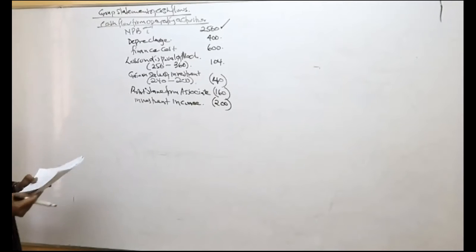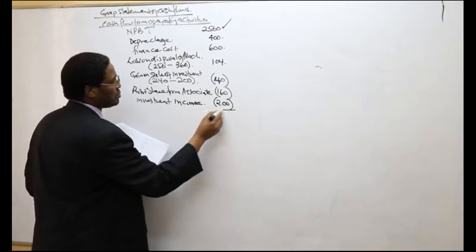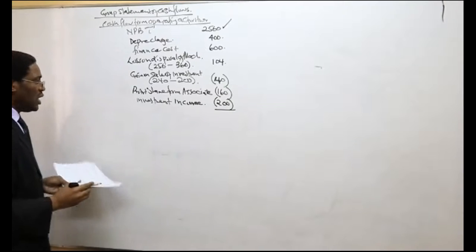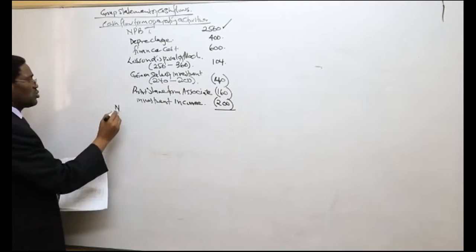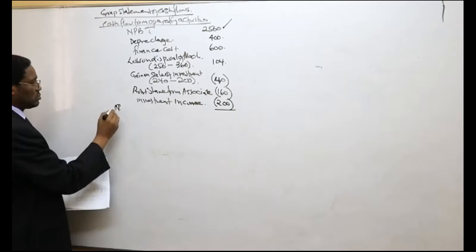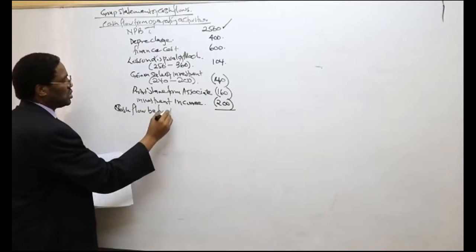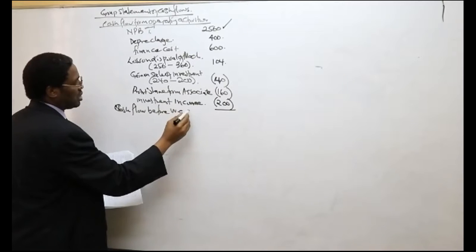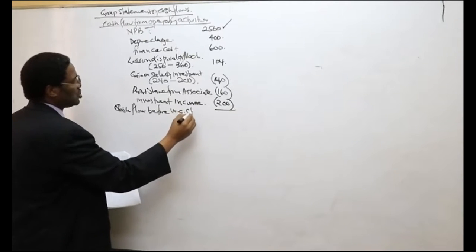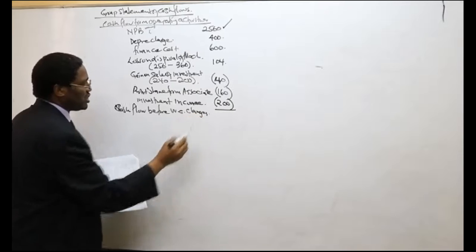I think we are through with the analysis of the non-cash items and all that we need to know there. So we now get the net. And that net, you remember, is what we were calling cash flow before working capital changes. So let's get the net.